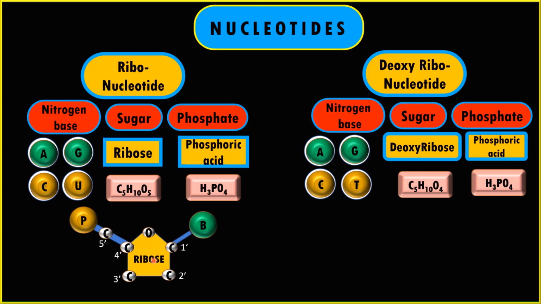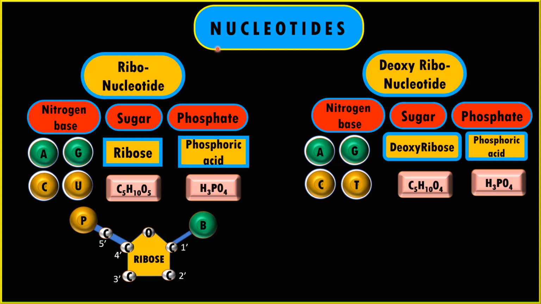Now, a few more things we want to learn here. This ribose sugar is a pentose sugar. It contains 5 carbons. Out of the 5 carbons, the first, second, third and fourth are present in the ring, whereas the fifth carbon is away from the ring. So please remember, the first 4 carbons are in the ring, whereas the last one is away from the ring. The base is attached to the sugar at the first carbon, whereas the phosphate is attached at the fifth carbon.